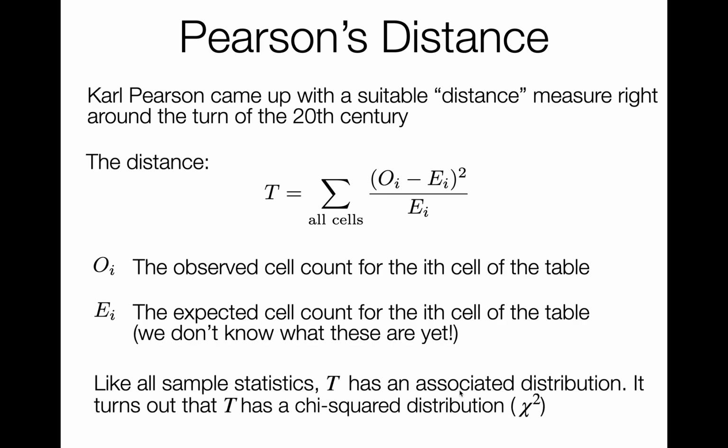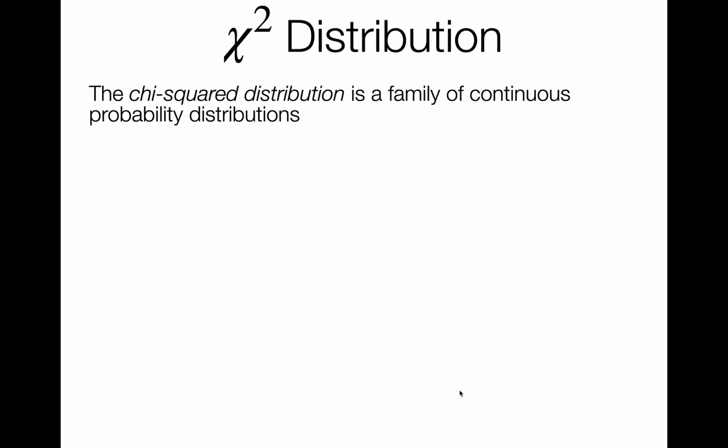Like all sample statistics, T has an associated distribution, and the distribution that T has is called a chi-squared distribution. This is a new distribution. We haven't learned about this yet, so let's take just a little bit of time to talk about it.